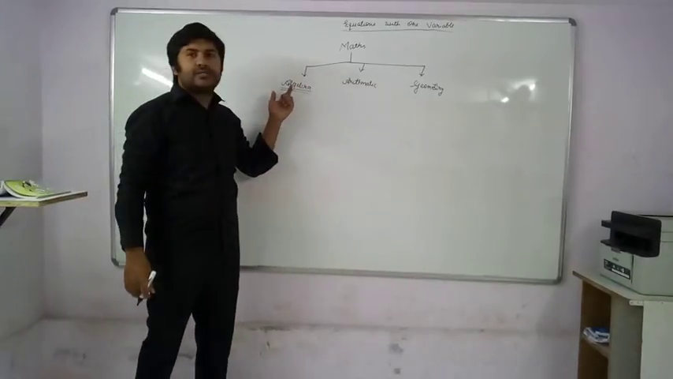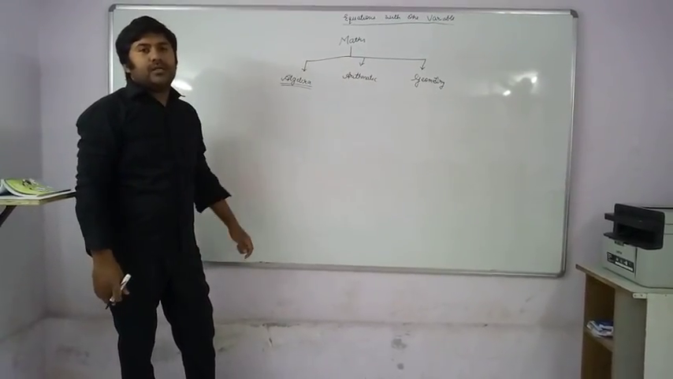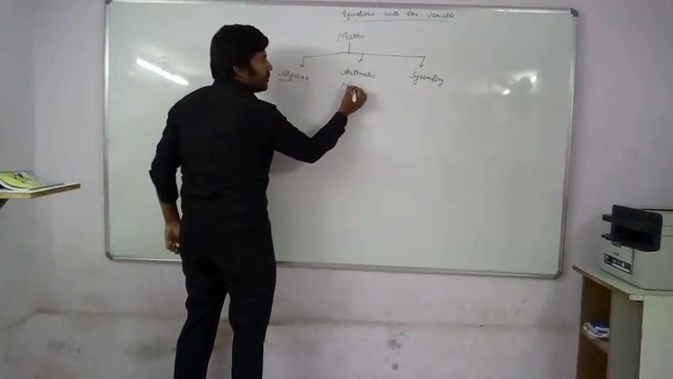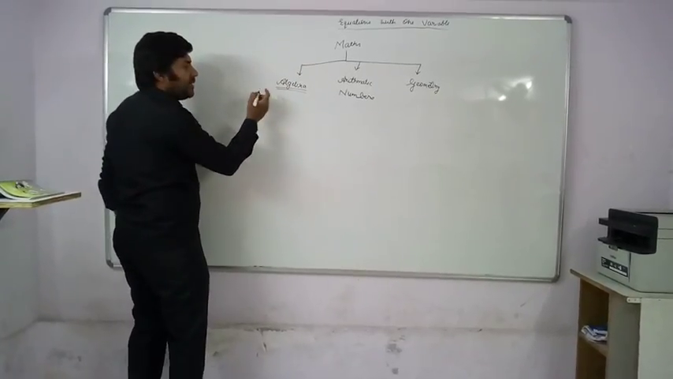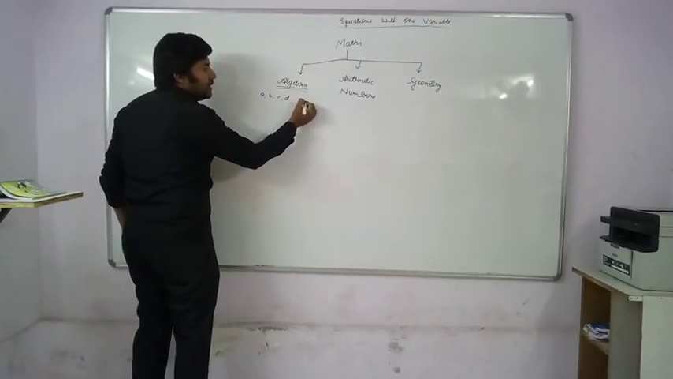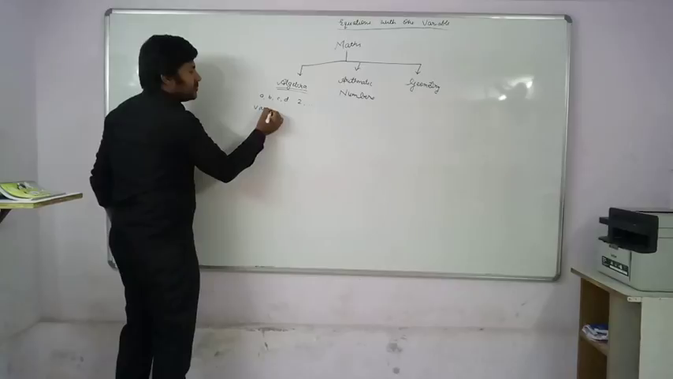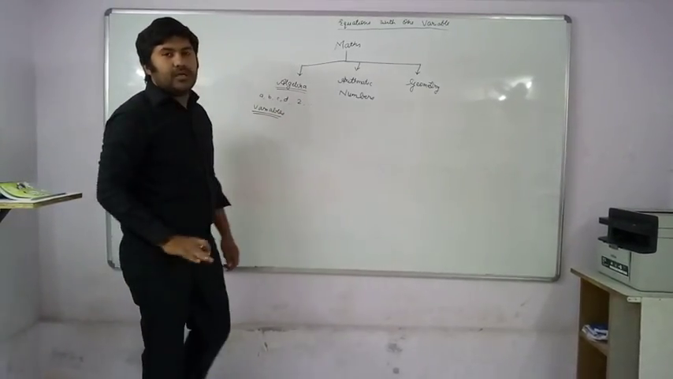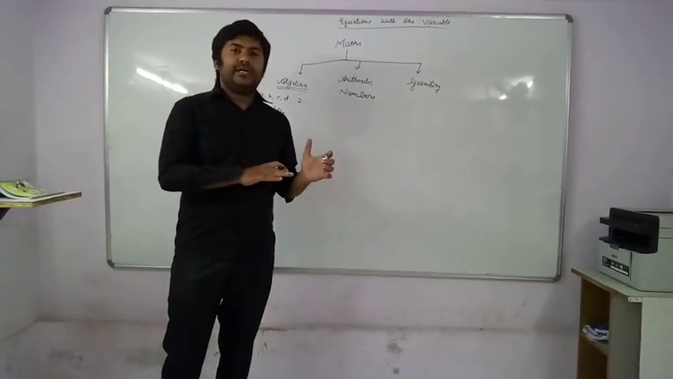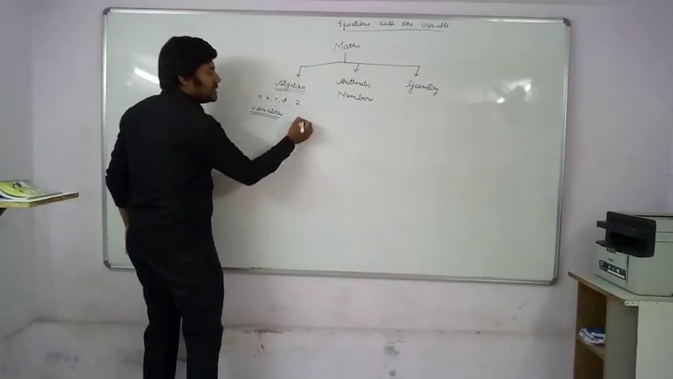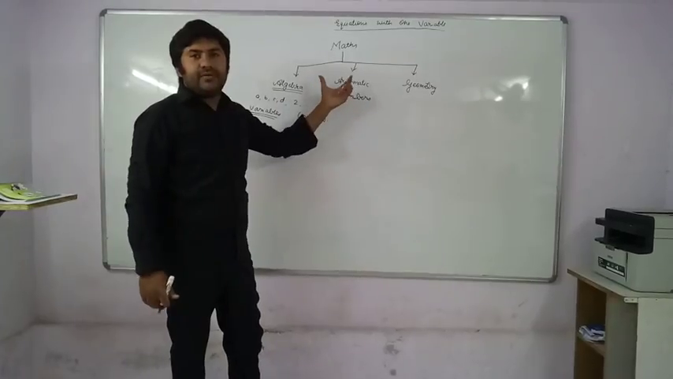Now first we need to understand the difference between algebra, arithmetic and geometry. First of all, I will explain what arithmetic is. In arithmetic, we deal only with numbers. In algebra, you deal with numbers as well as alphabets, for example A, B, C, D, and numbers. These alphabets are called variables. Variables are things which change their value. And these numbers are constants. Constants do not change their value. So this is the big difference between arithmetic and algebra.